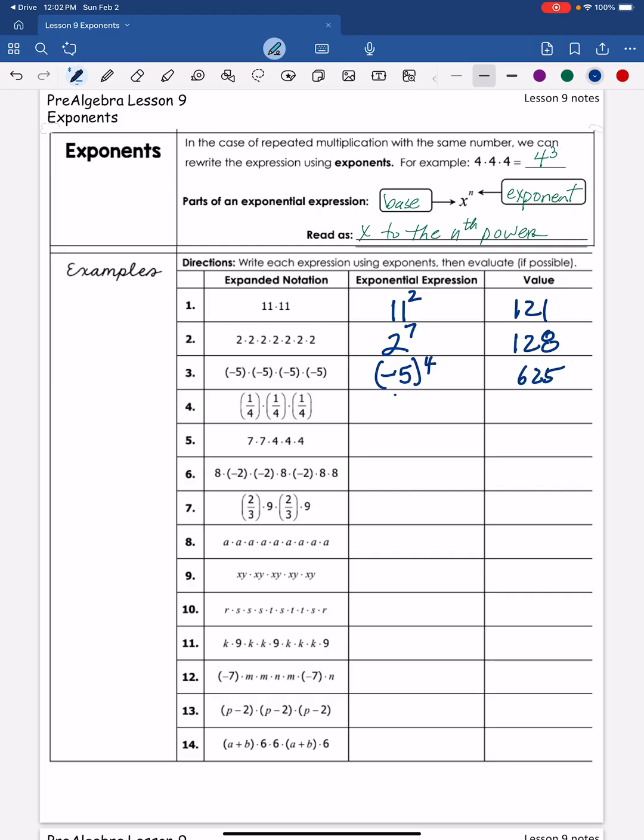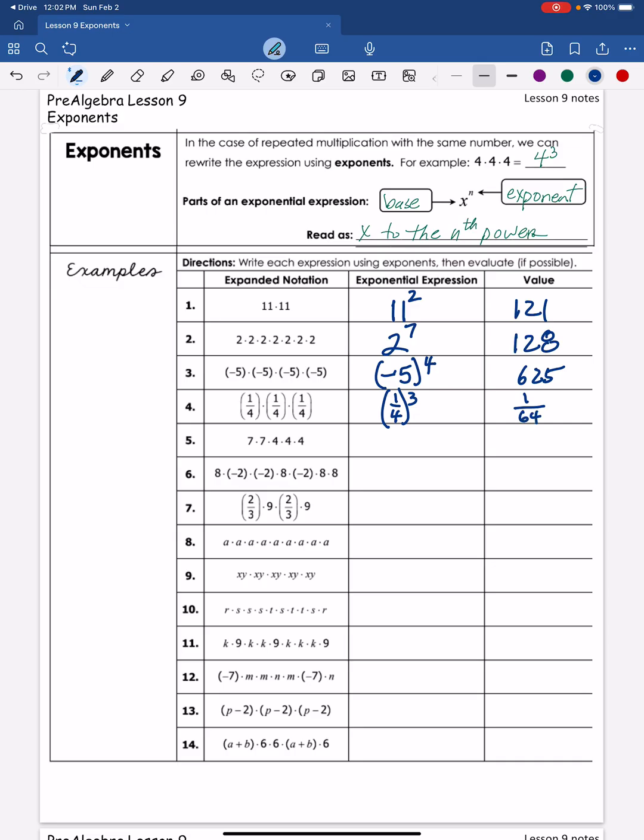The next one, the base would be 1/4. And again, it's probably just a good idea to put those parentheses around that. And that is happening 3 times. When I multiply fractions, I multiply across the top, 1 times 1 times 1, and then 4 times 4 times 4, okay, is 64.